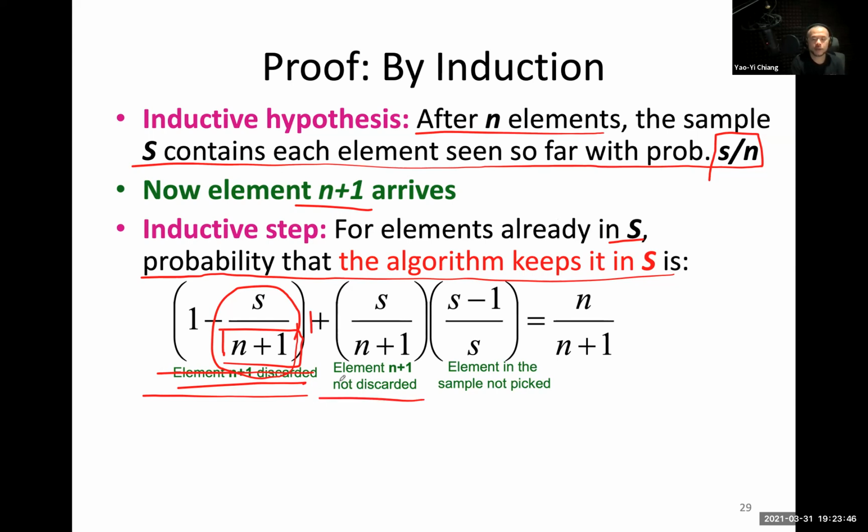Also, you have the probability that your element n plus 1 is not discarded, right? You select it into the sample. You say, I want to keep it. And this is by definition of the algorithm. You have the probability of s divided by n plus 1. Once you do that, you need to replace an element, right? And we said the choice of replacement in the sample is random. So what's the probability of being chosen in the sample for replacement?